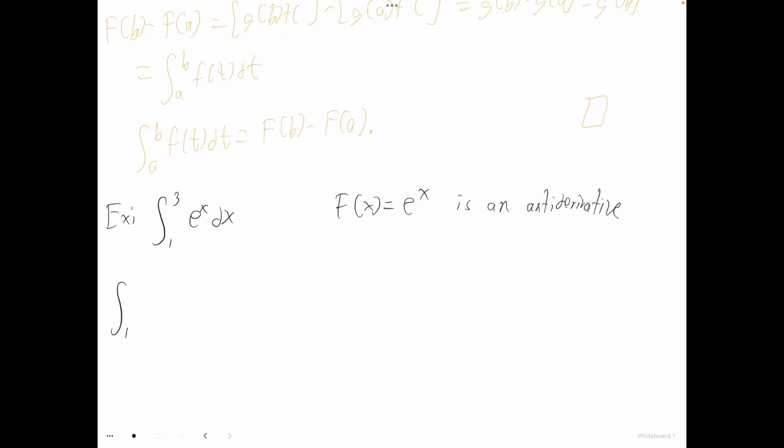So that then means the integral from 1 to 3 of e to the x dx equals F of 3 minus F of 1 by what we just did, which is e cubed minus e. And so that then is our answer. e cubed minus e is the integral from 1 to 3 of e to the x. So that tells us the area under the curve from 1 to 3 of e to the x. That is way easier than doing all these limits of Riemann sums, which is why the second part of the Fundamental Theorem of Calculus is such a useful theorem.